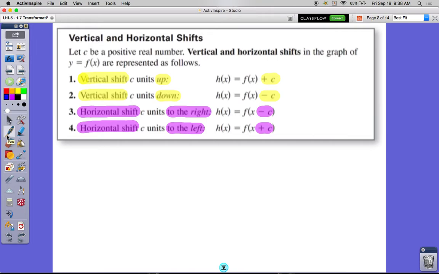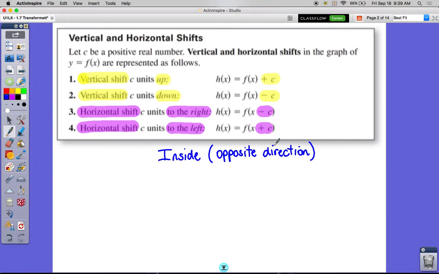A couple of things to remember. First of all, if the letter c is on the inside, if you see it inside with the function directly affecting the x, this is going to be the opposite direction. Those changes that affect the x are in the opposite direction of what you see. Now, why is that, you might ask? Well, it's because this thing has been moved left and right.